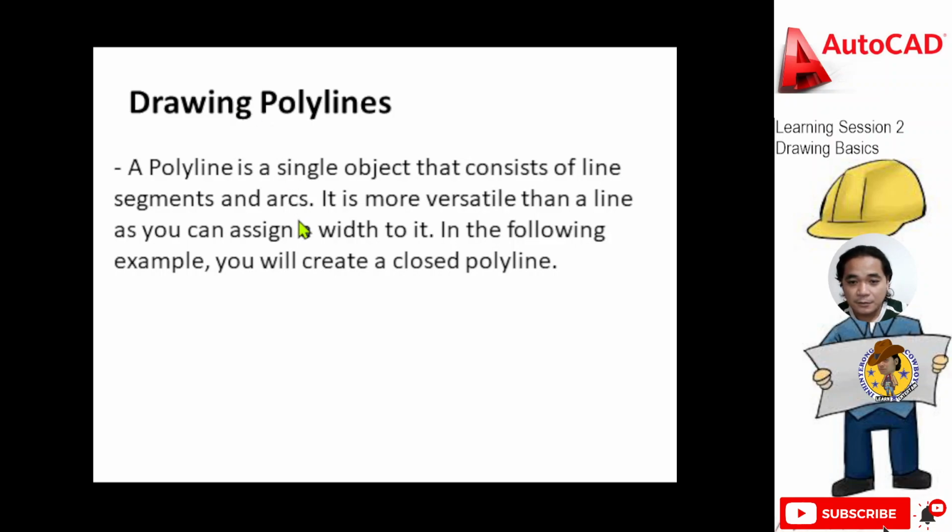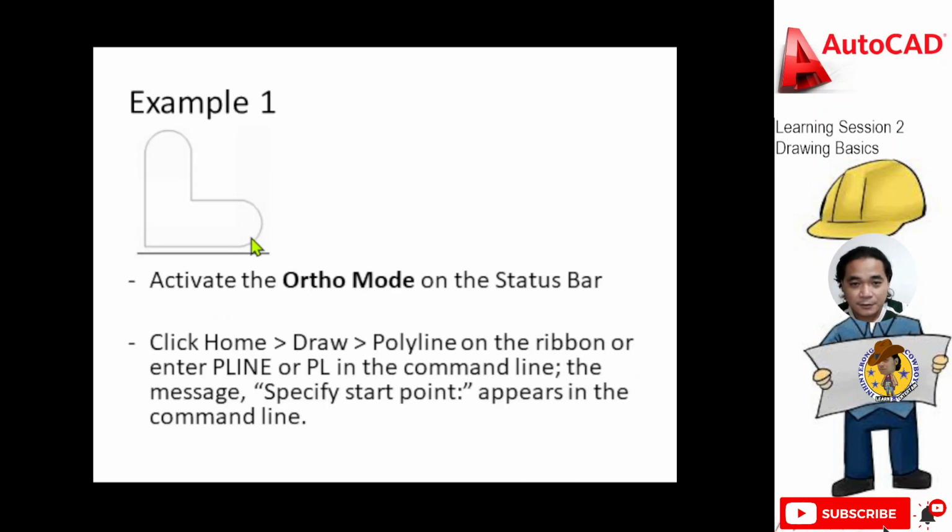Now we are on drawing polylines. A polyline is a single object that consists of line segments and arcs. It is more versatile than a line as you can assign a width to it. In the following example, you will create a closed polyline. So we have example number 1.